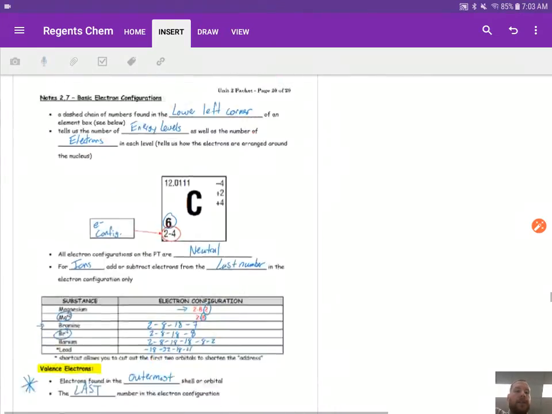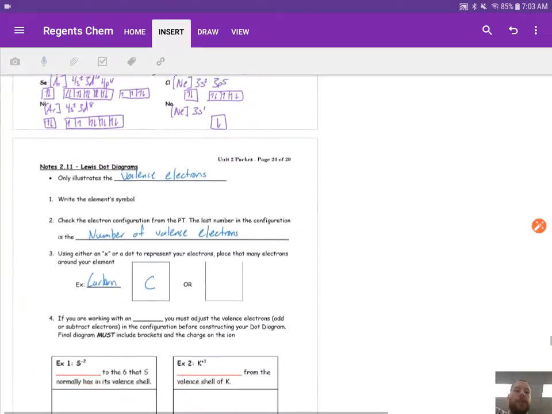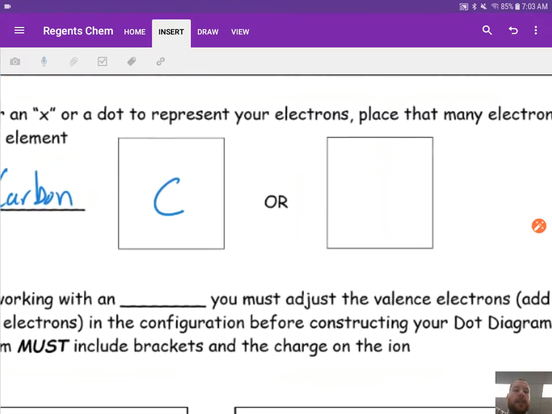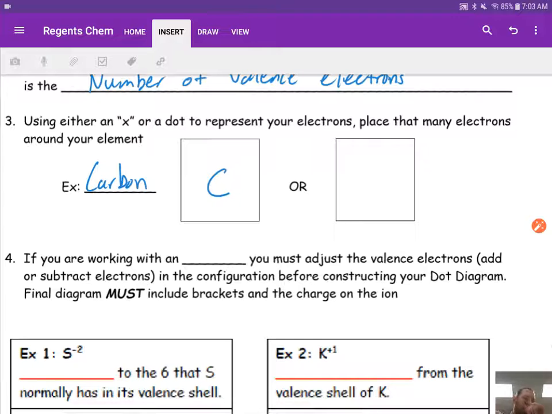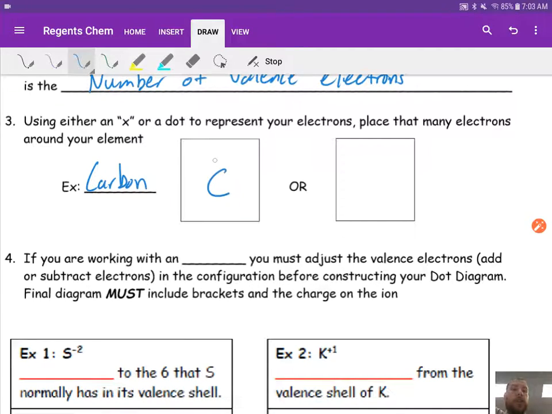We're going to show those 4 dots around the symbol. Typically, how I teach my students to do this is I fill in the first 2 at the top because they represent the s orbital. That's just a way to help you remember that the s orbital fills first, then we're going to fill in the p's around there.